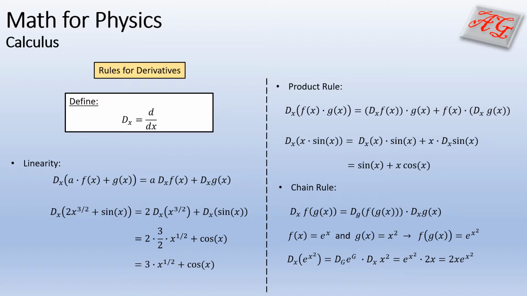Of course, people usually include the quotient rule, but it is a combination of the product and the chain rule. Try it yourself and see if you can get it.